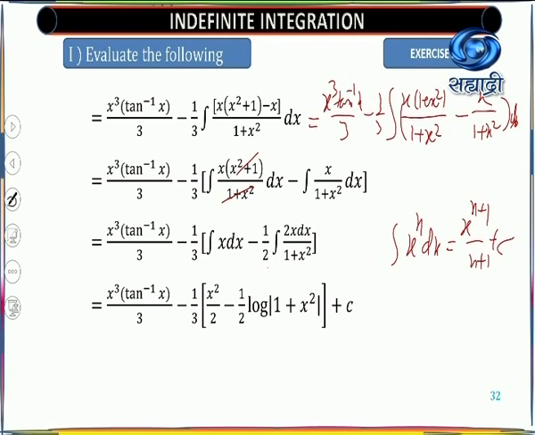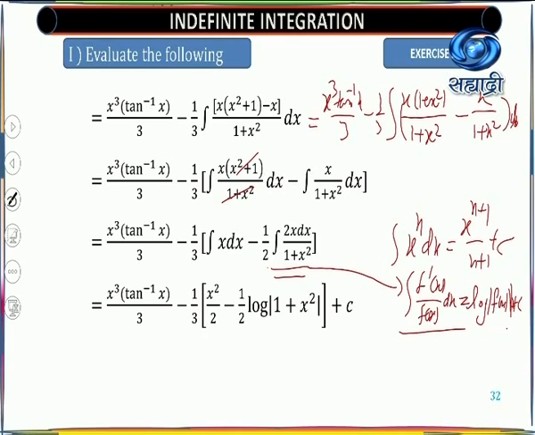So which formula you are using in this integral? Here you are using integration of f dash of x upon f of x dx, which is nothing but log of mod f of x plus constant of integration. Okay, so you are using this formula here, so you will get this as half log mod 1 plus x square plus constant of integration. So we want our final answer because we need to multiply by 1 upon 3. So what will you get?